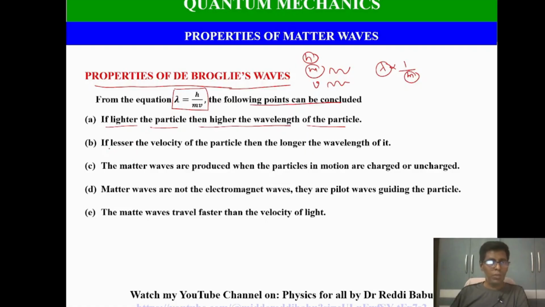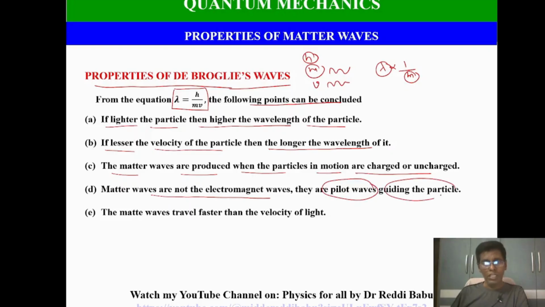Now coming to the second property, if the velocity of the particle is low, then the particle has a longer wavelength. Coming to the third property, these matter waves are produced when the particles are in motion, either charged or uncharged. These matter waves are not electromagnetic waves. These matter waves are the pilot waves which are guiding the particle. Now, the last property of the matter wave is that matter waves travel faster than the velocity of light. This is about the properties of de Broglie waves or matter waves.